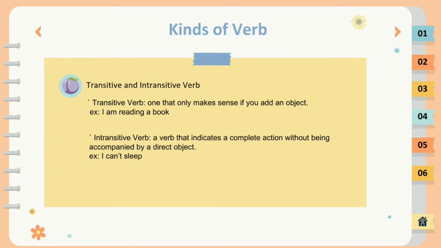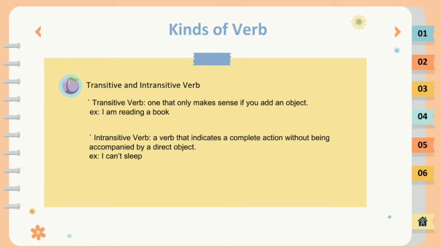It's not a perfect sentence. Like "I'm reading", what are you reading? It's not a perfect sentence. That means a transitive verb must have an object. You have to add an object. So, "I'm reading a book" is a perfect sentence and you will understand what this sentence means.